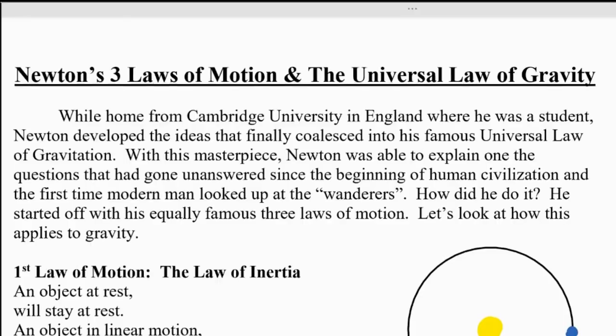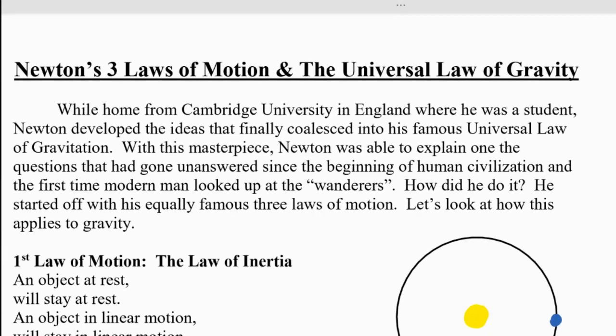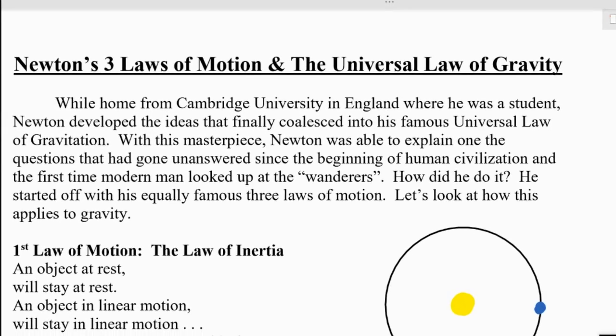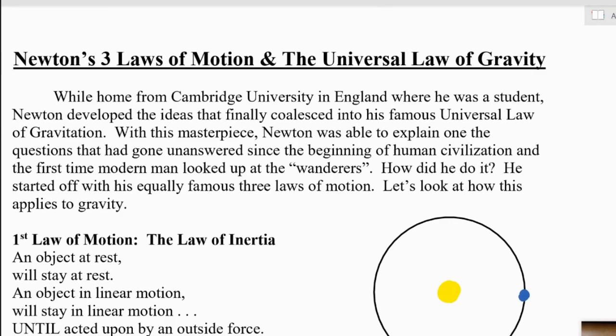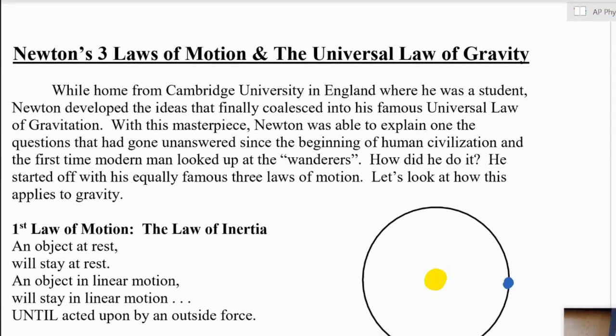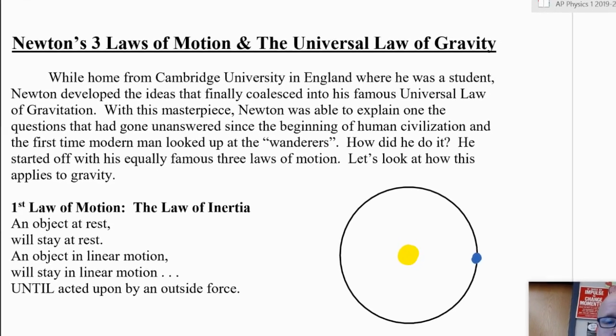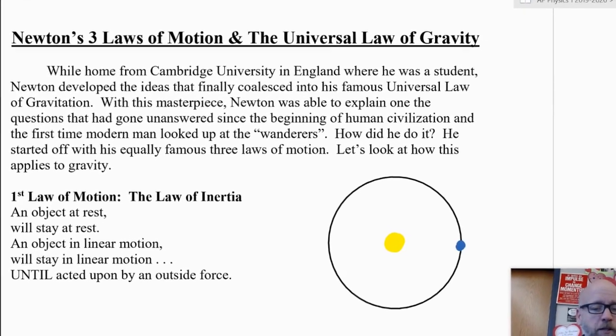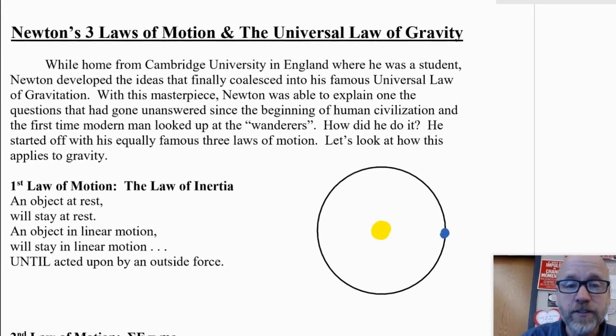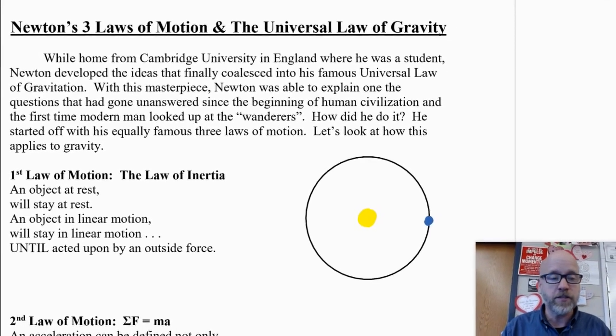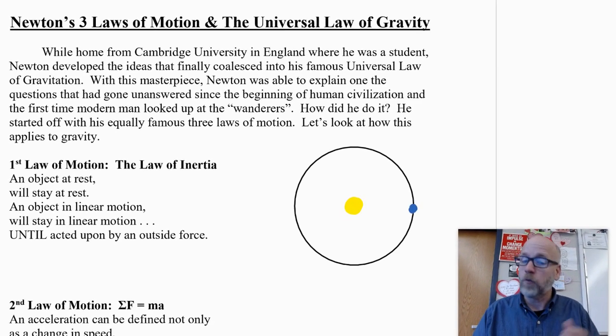So here it is. While home from Cambridge University in England, at the age of 21 or 22, where he was a student, Newton developed the ideas that finally coalesced into his famous universal law of gravitation. With this masterpiece, Newton was able to explain one of the questions that had gone unanswered since the beginning of human civilization and the first time humans looked up at the wanderers, the planets. How did he do it? He started off with his equally famous 3 laws of motion. Let's look at how this applies to gravity.